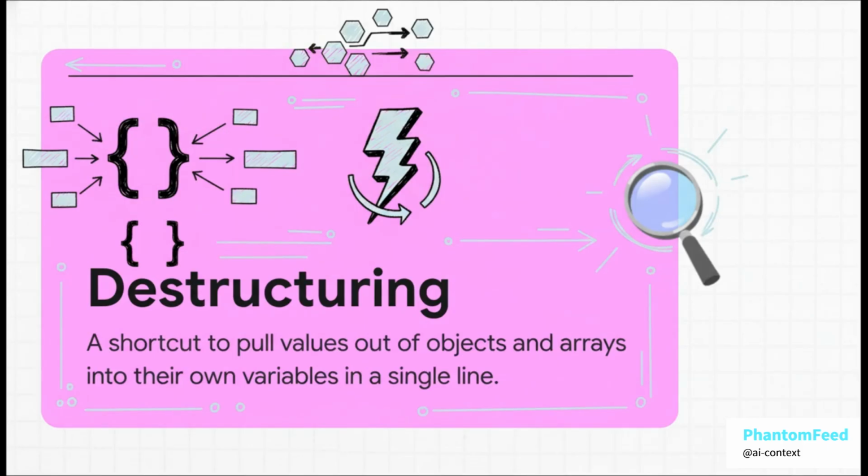Destructuring is a total game changer. It feels like a magic trick. Instead of pulling values out of an object or an array one by one, you can just grab all the ones you need in a single, super expressive line of code. It lets you write less code, and it makes what you're trying to do crystal clear.